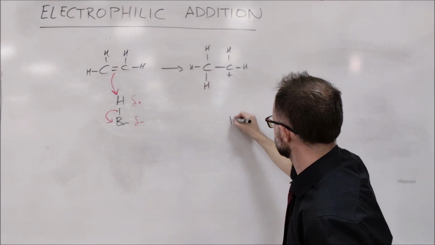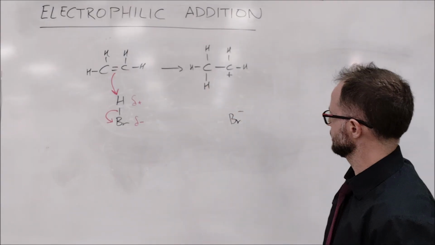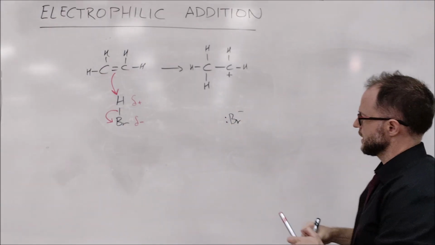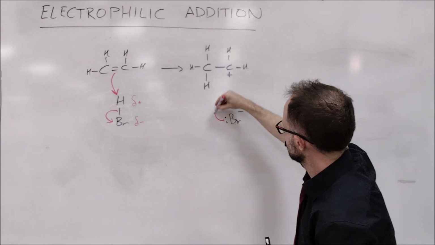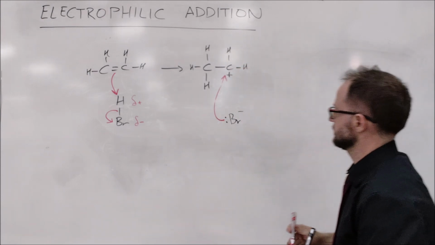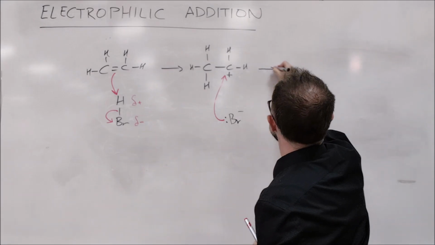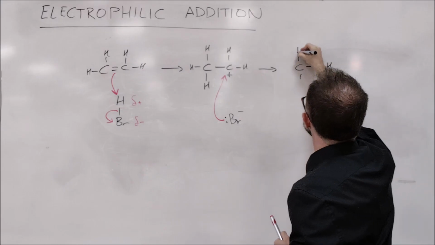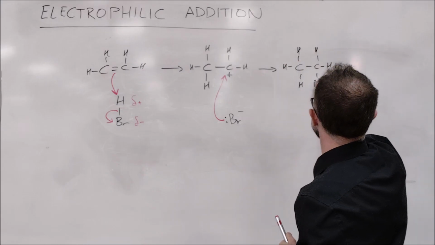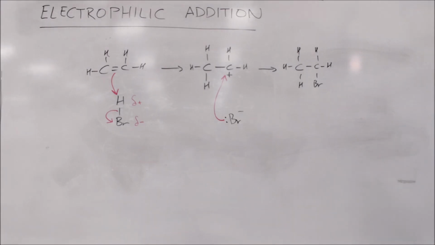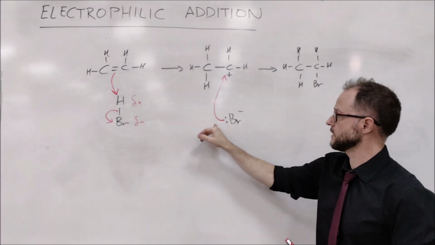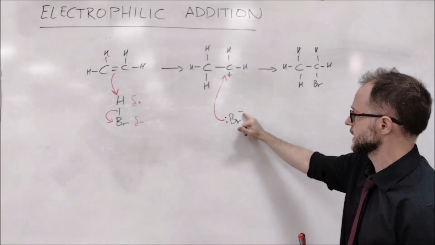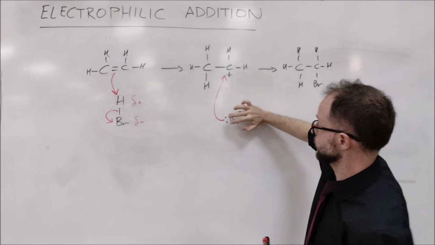What we're left with is a bromide ion, and a lone pair on that bromide ion will attack that carbocation there to give our product. Okay. Note, I didn't start the arrow from the charge. The charge just tells us what the overall charge is, that negative there. But the attack is with two electrons.